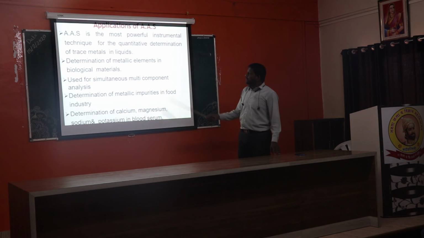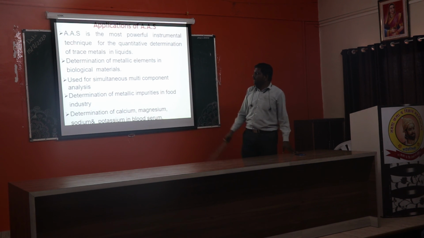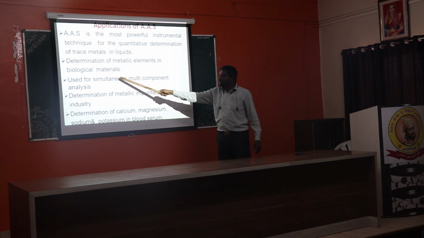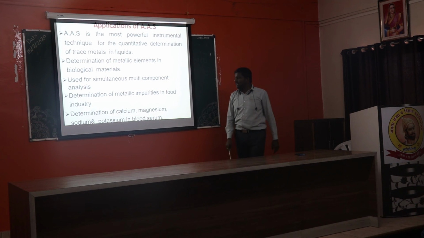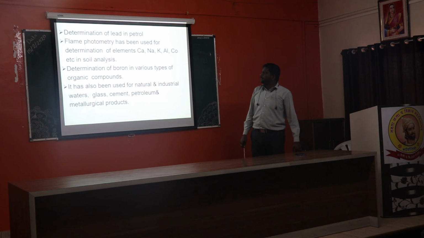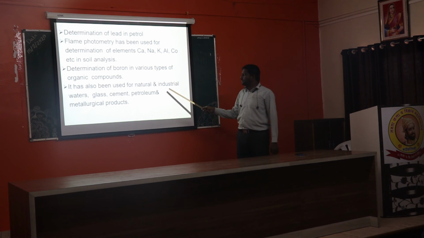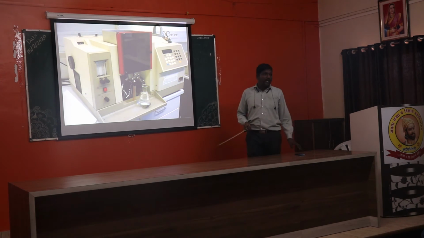Next point, applications of AAS. AAS is a most powerful instrumental technique for the quantitative determination of trace metals in liquids. That is the most important. Also metallic elements in biological material. It is used in multi-component analysis also. Metallic impurities in the food industry. Calcium, magnesium, sodium, potassium in blood serum also. Next, determination of lead in petrol. Flame photometry has been used for determination of elements such as boron in various types of organic compounds, and is used in natural and industrial water, glass, cement, petroleum, and metallurgical industry. So AAS has wide applications.